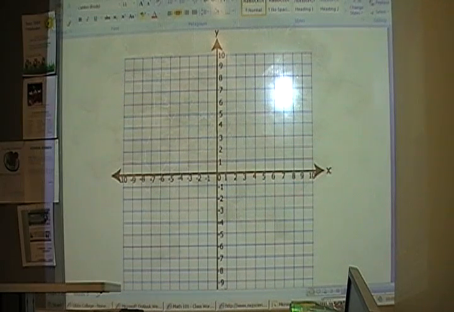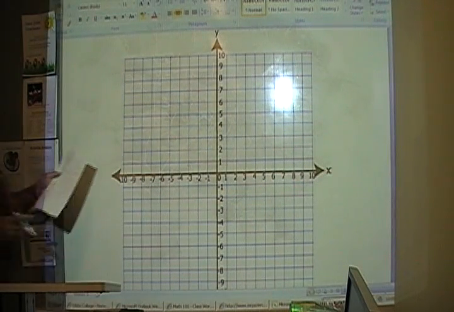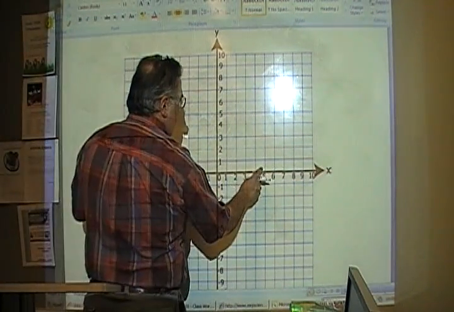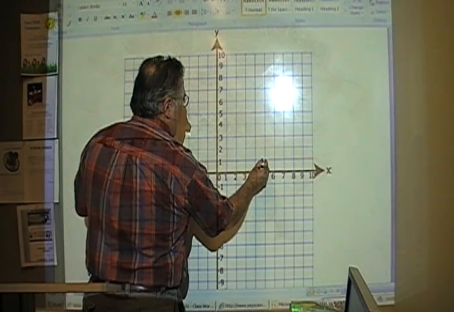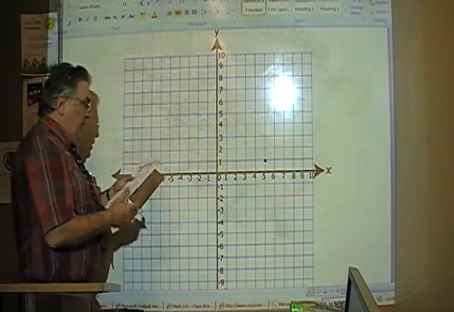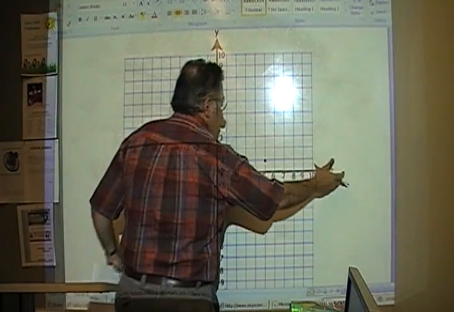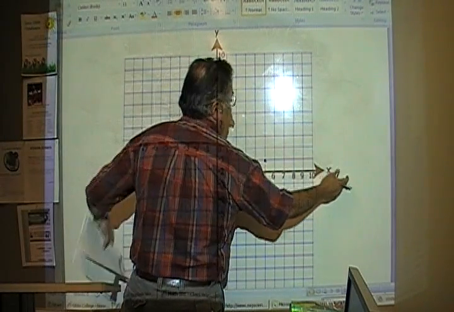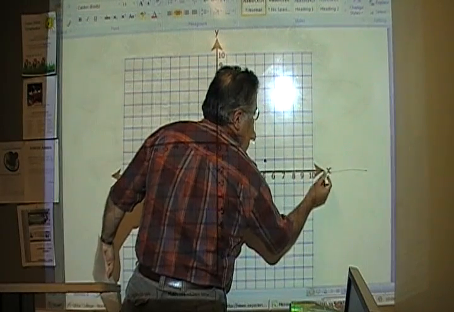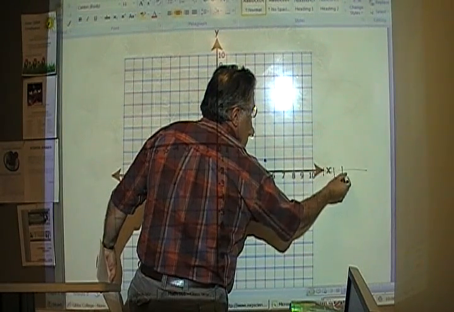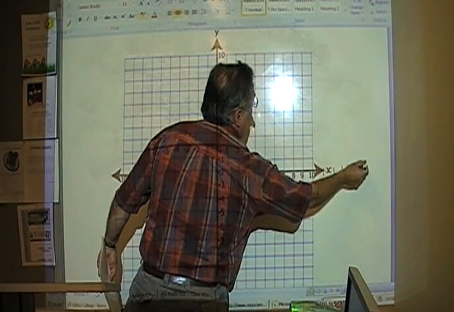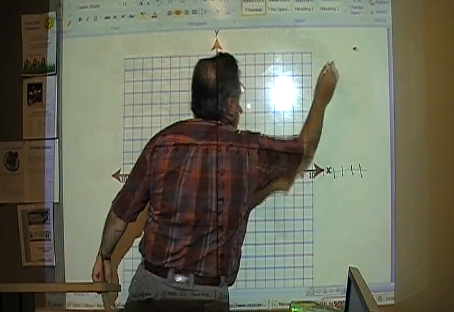It's giving you 2 points on a line. The first point says x is 5 and y is 1, so I plotted that point on the graph. The next one says if x is 15, which would be off the graph here, and y is 10. So we'll make our line a little longer: 11, 12, 13, 14, 15. So if x is 15 and y is 10, that would be up here.